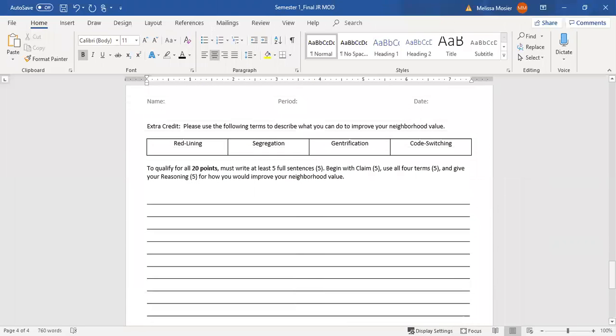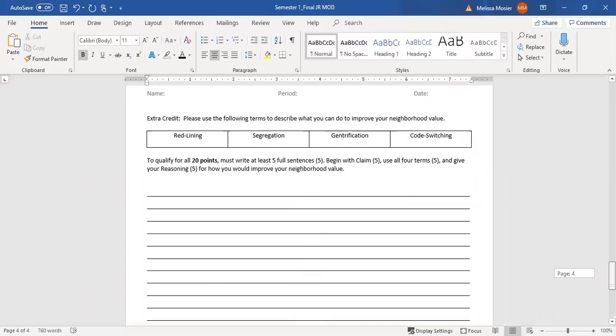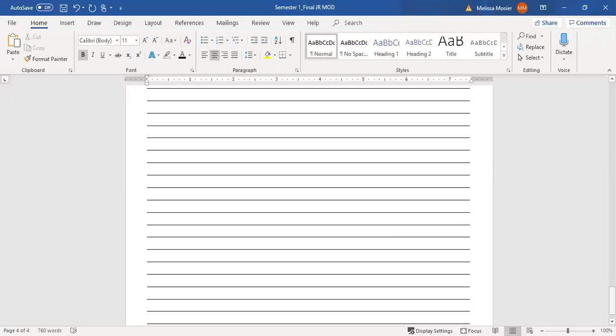For extra credit, please use the following terms to describe what you can do to improve your neighborhood value. We've done this before in class. The terms are redlining, segregation, gentrification, and code switching. To qualify for all 20 points, you must write at least 5 full sentences for a paragraph. Begin with claim, use all 4 terms, and give your reasoning for how you would improve your neighborhood value. Happy writing!